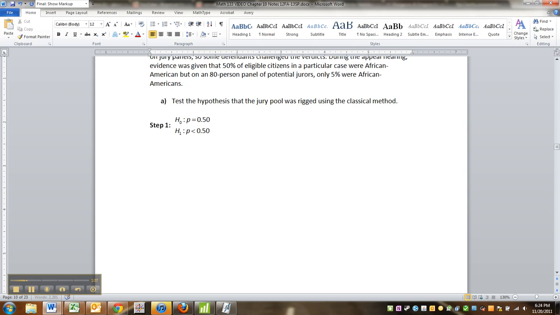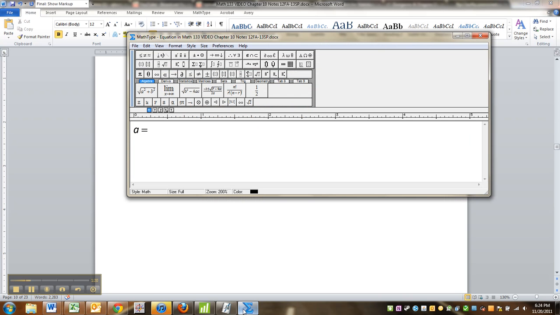Step 2. We need to set an alpha. Alpha is going to be our level of significance, and it's up to you what you want to make it. Most of the time, they will actually give you a number, but with this particular problem, you'll see it doesn't really matter what you pick. But I'll pick 0.001.